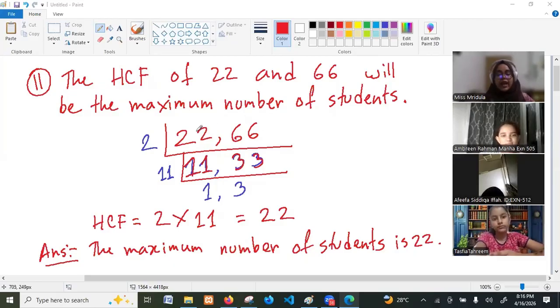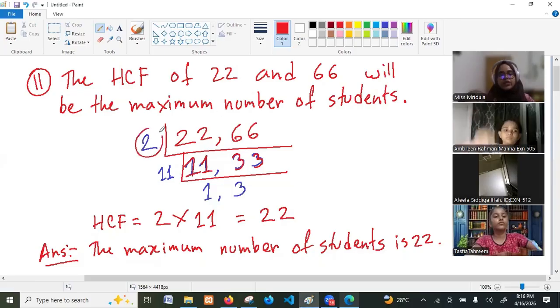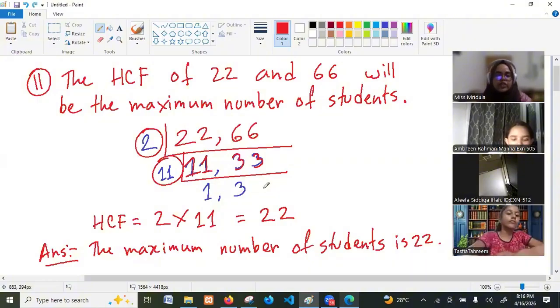So at first, as both of them are even, we can take 2. So we got 11 and 33. As you can see, we cannot take either of them with 2. We cannot take with 3, 4, 5, or 6, or 7, 8, 9, or whatever. We can only take with 11. So 11 will go to 11 one time, and 11 will go to 33 3 times. And as we are doing the HCF, we can only take the side two numbers, right? Not the bottom ones. So we just need to multiply 2 with 11 and get 22. So the answer line is the maximum number of students is 22.